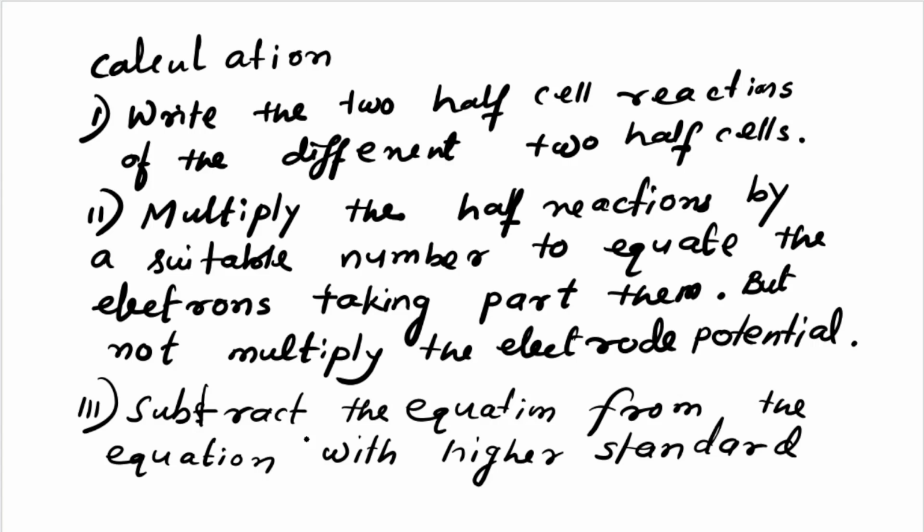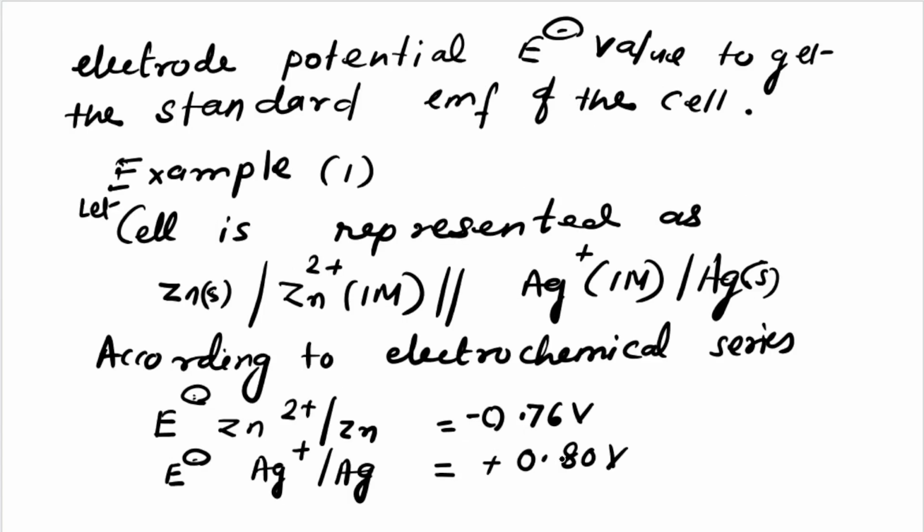Then subtract the equation from the equation of higher standard. Higher standard means higher standard electrode potential, meaning cathode. Then cathode minus anode, you will subtract. Then you get E standard value, or the standard EMF of this cell. That means you should know the standard electrode potential of cathode and anode. And remember, the standard potential of cathode should be higher than the standard electrode potential of anode. Then only you will get the EMF value.